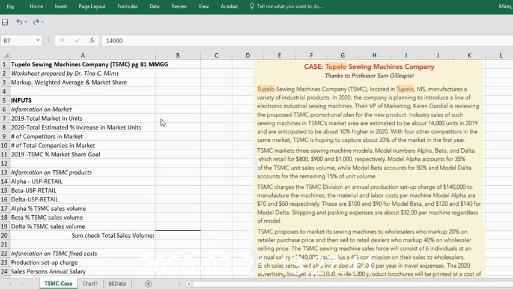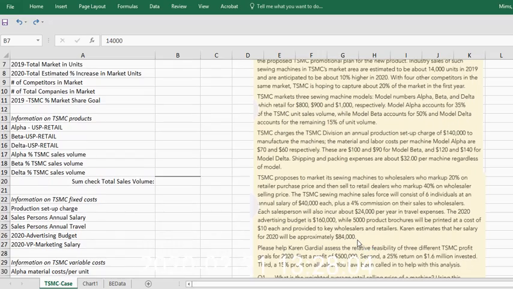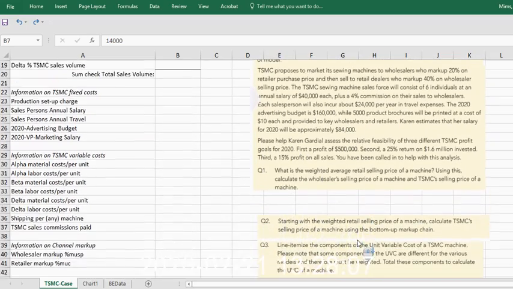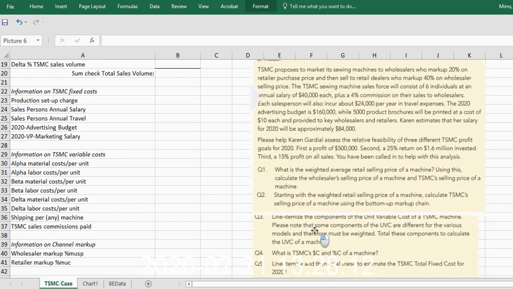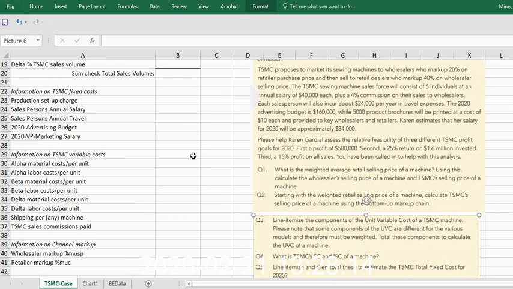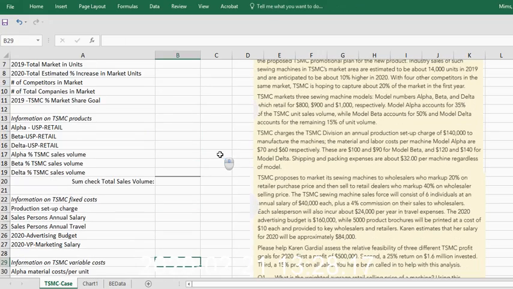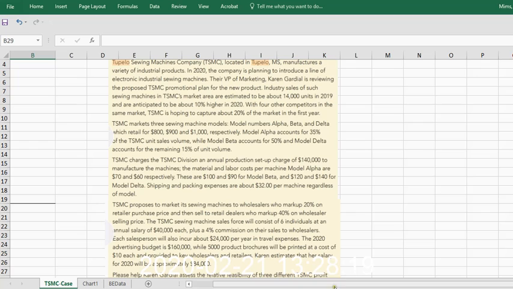I am going to take you through, step by step, the Tupelo Sewing Machines Company case that's on page 81 in the Marketing Metrics book by Professor Gigi. If you will take time to familiarize yourself with the case and then come back to the spreadsheet provided in your module, we will work on this case together. I may or may not have already covered this in class, so this is a video recording so that you can practice on your own.